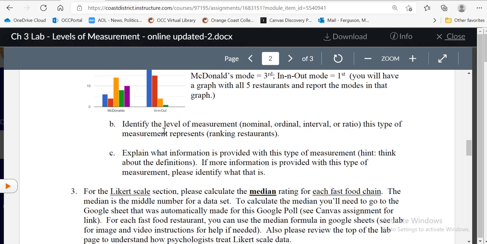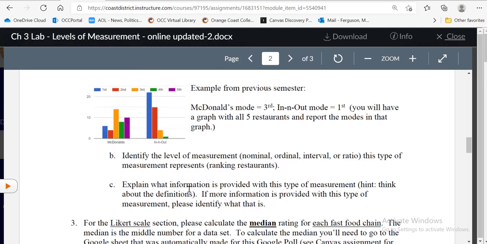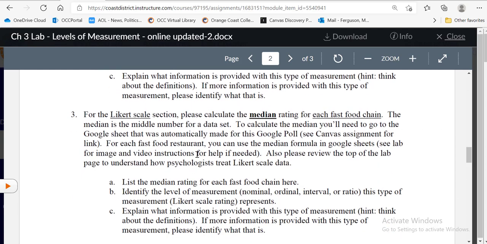Again, identify the level of measurement. So again, this last one is thinking about nominal, ordinal, ratio, interval, which type of measurement is this, and what kind of information is being added with those types of measurement. Then you're going to go to the Likert scale section and look at the results for that.